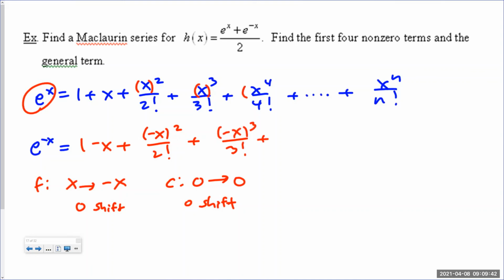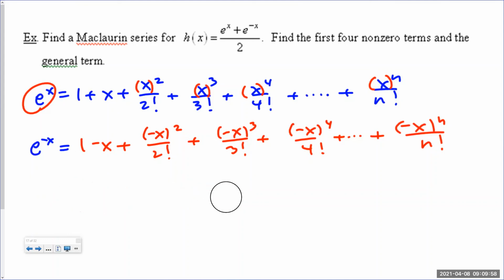And this quantity here gets replaced with negative x. Okay, which means down here, this quantity here gets replaced by negative x. Okay, so that's e to the negative x. And I can do the substitution because the function and center shifted together. Okay, so given this here, do you see what I want to do is add these two things together? Do you guys see that? And then divide by 2.